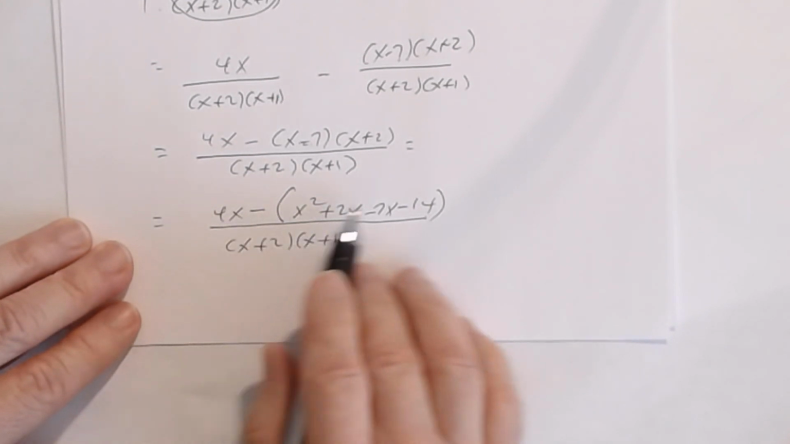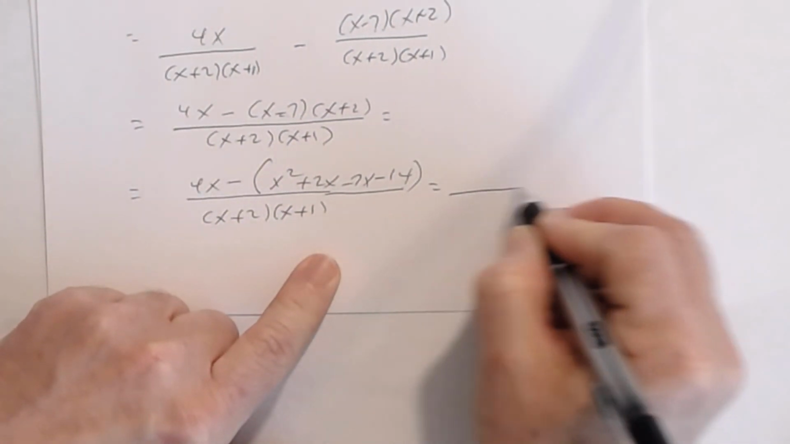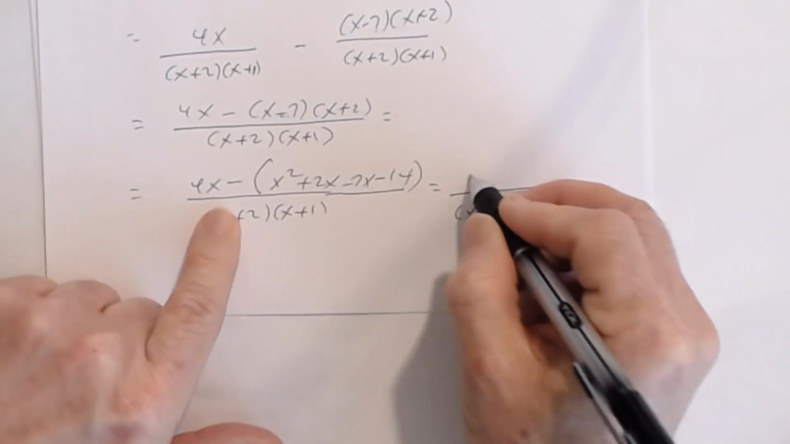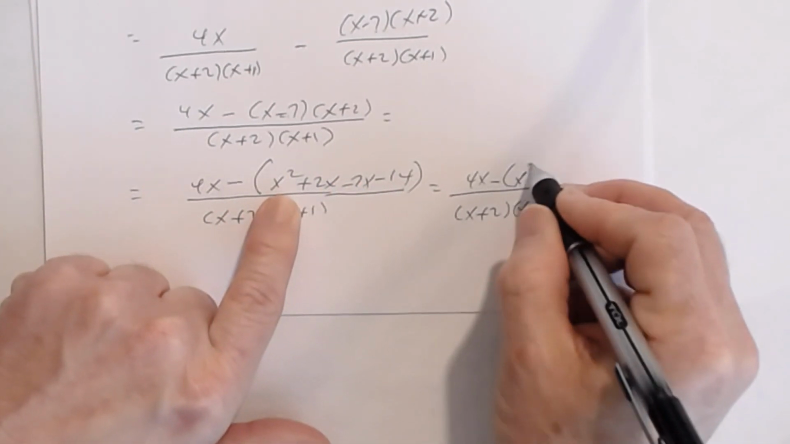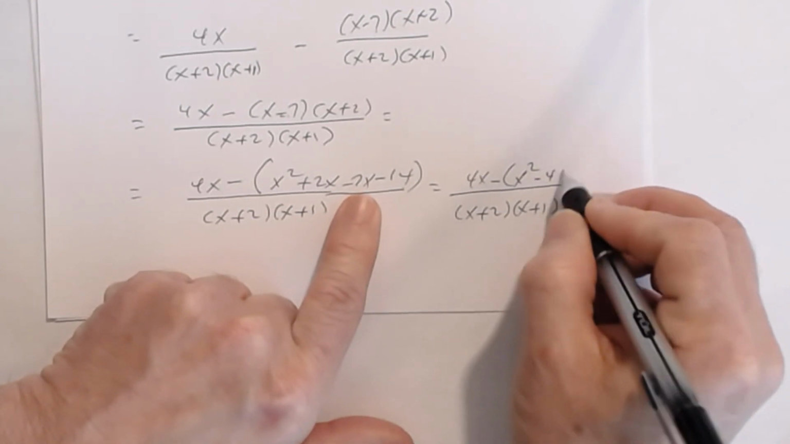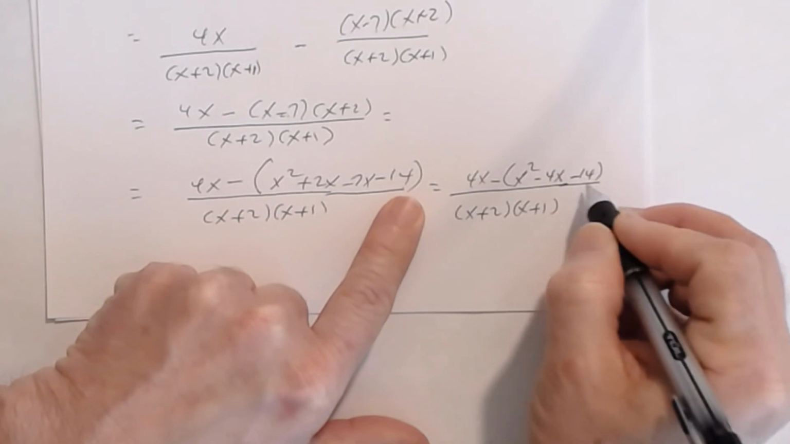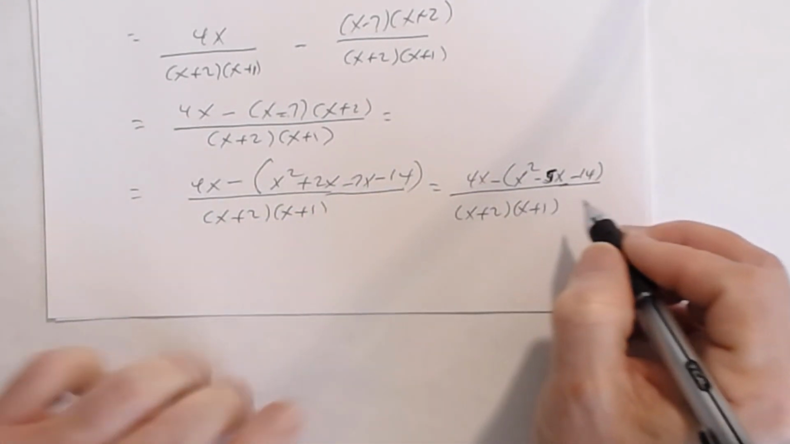And now we're going to combine like terms here. So let's do that next. Combining like terms, I get 4x minus, combining like terms in that parentheses, x squared. 2x minus 7x is a negative 5x. I'm sorry, negative 5x, excuse me. 2x minus 7x, negative 5x, and then minus 14.